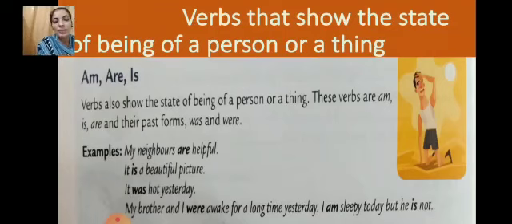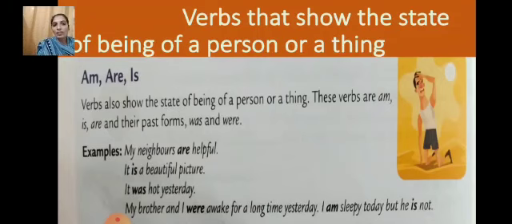Examples: my neighbors are helpful. How are my neighbors? They are helpful. You can see after are no main verb is given, only state of being. How are they? How are the things? How are the people? It is a beautiful picture. It was hot yesterday. My brother and I were awake for a long time yesterday. I am sleepy today, but he is not.